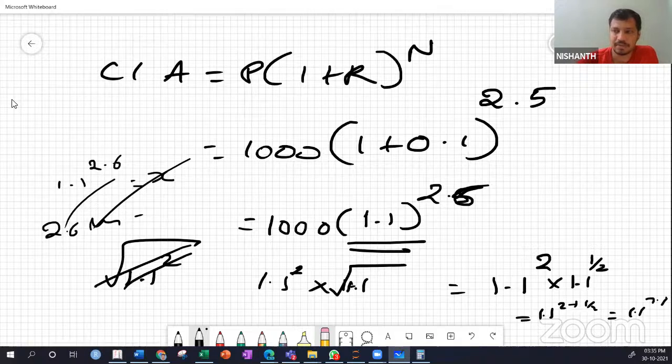So in CA Foundation, 99%, I have never seen such numbers coming in. That is one case. Second, what you can try to do, at least to get the closest answer, is this. Let's do it.